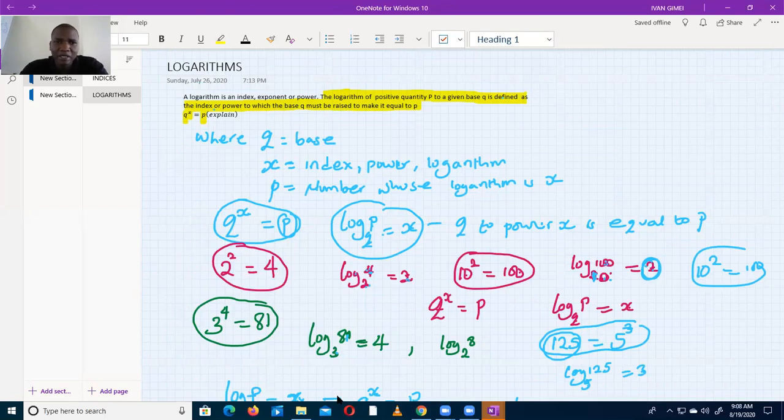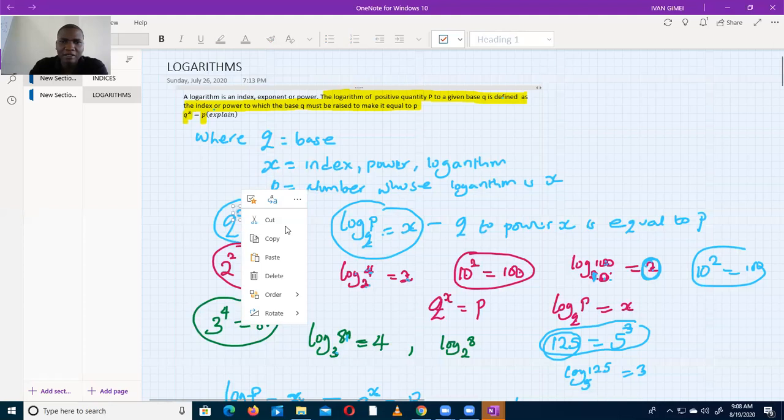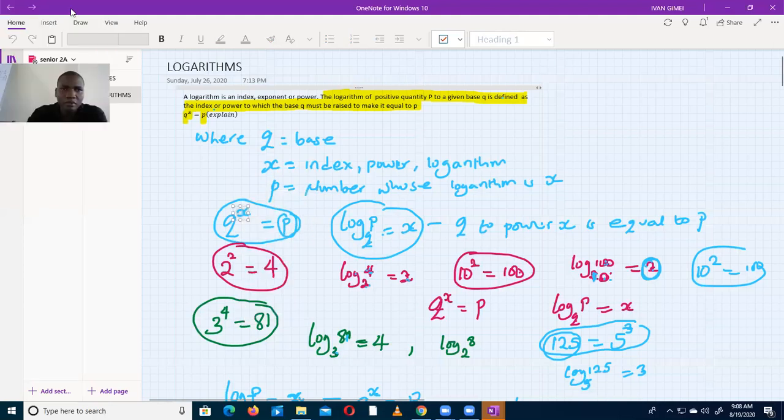We said the logarithm is simply the power. It is an index. And we looked at all that in detail. Here we said if I have q to the power x equals p, then x is said to be a logarithm of p. And here we can say logarithm of p to base q equals x.